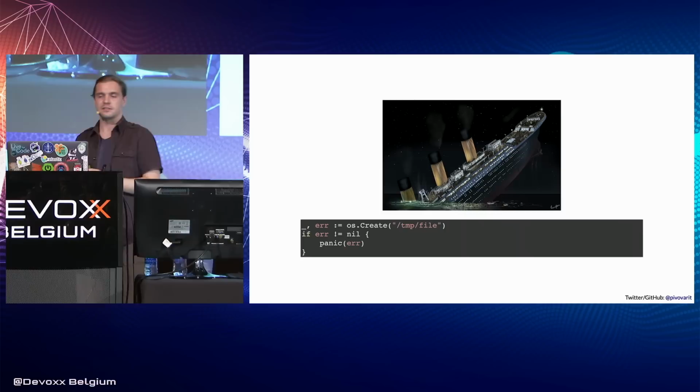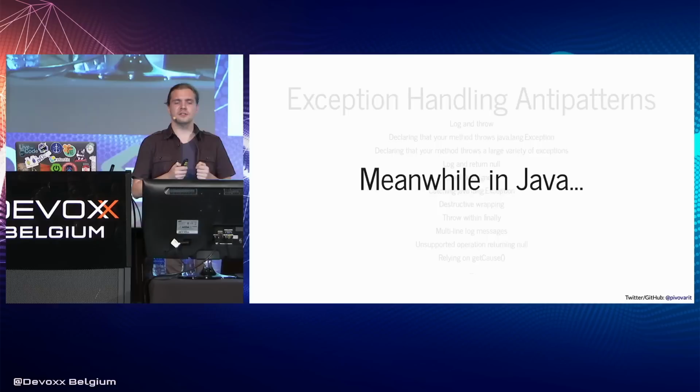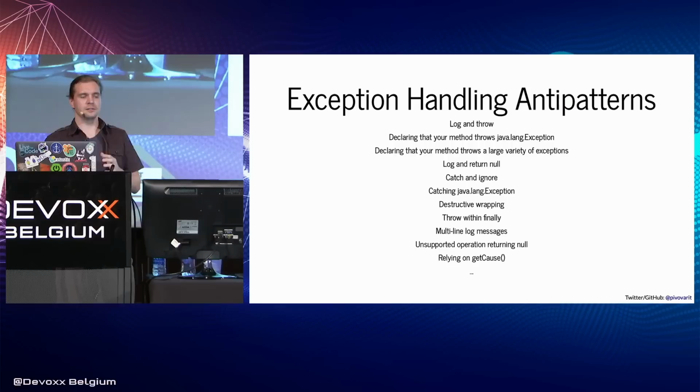But meanwhile, in Java, what's happening? Over time, we managed to identify quite a lot of anti-patterns related to exception handling. Naturally, those are all contextual, but still, there are quite a lot of them. And many of those probably would not exist if we were dealing with values instead of those special entities that can travel on weird paths.